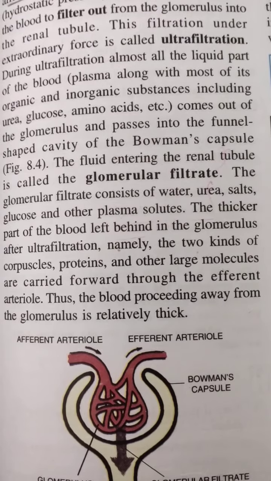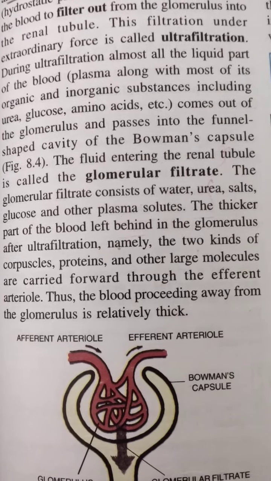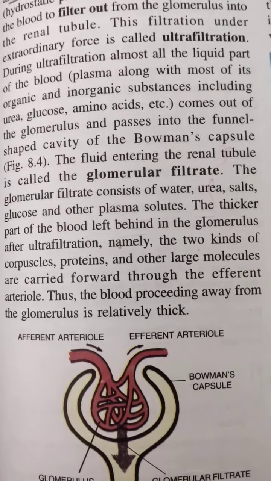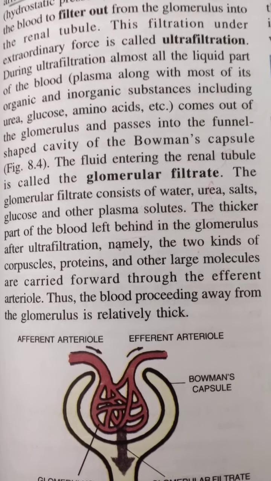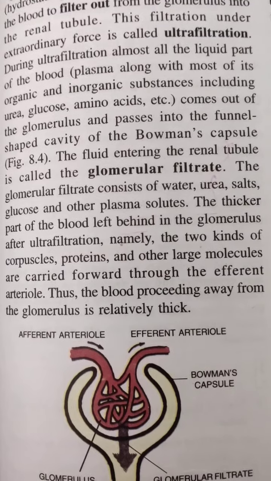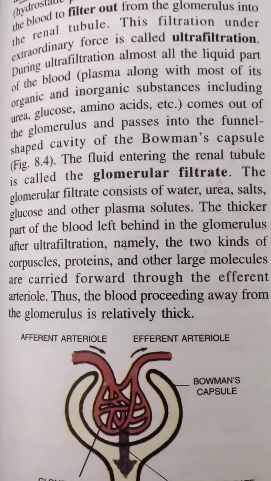The thicker part of the blood left behind in the glomerulus after filtration, namely the two kinds of corpuscles, that means RBC and WBC, proteins and other large molecules, are carried forward through the efferent arteriole. Thus, the blood proceeding away from the glomerulus is relatively thick.